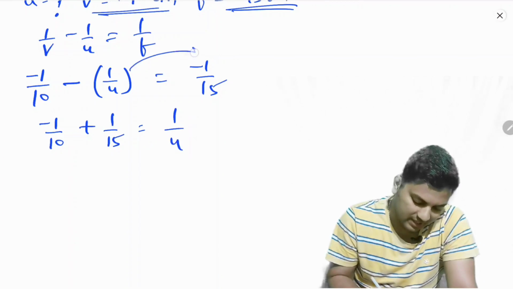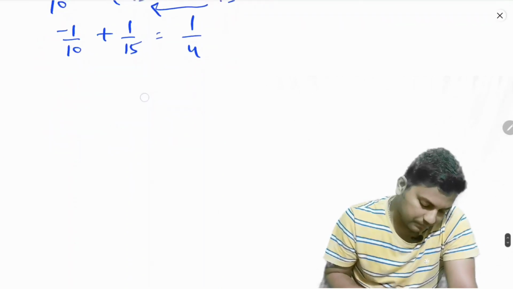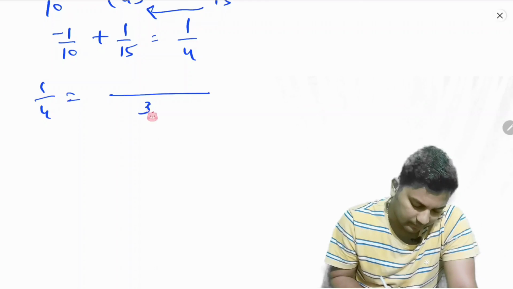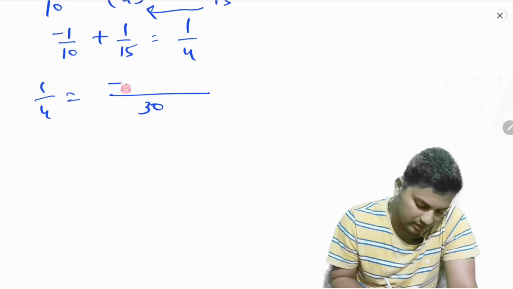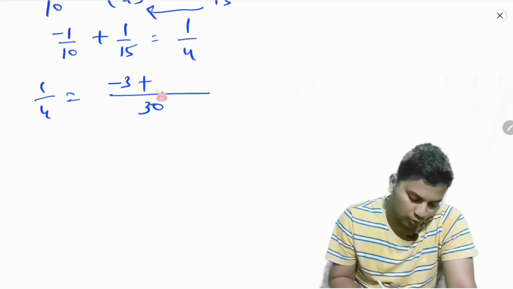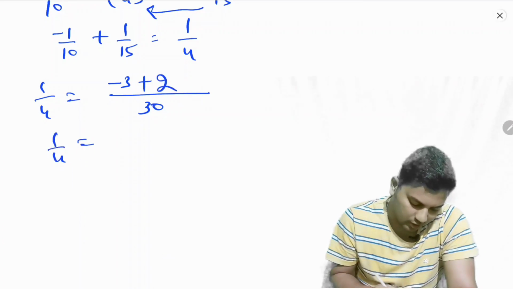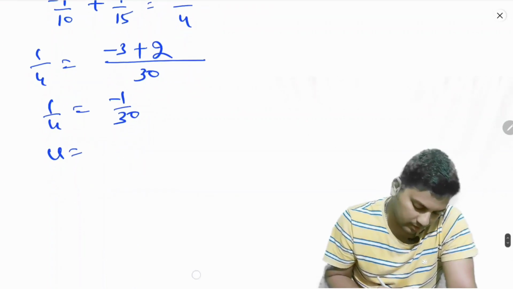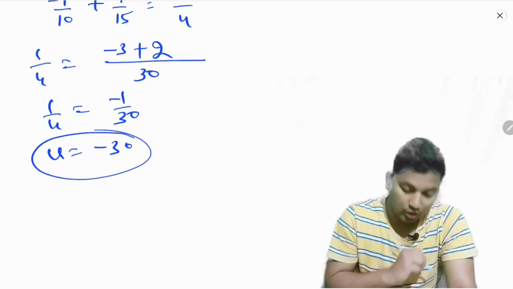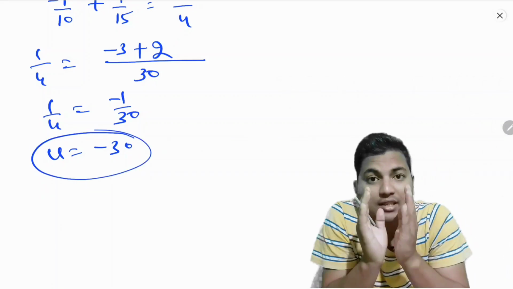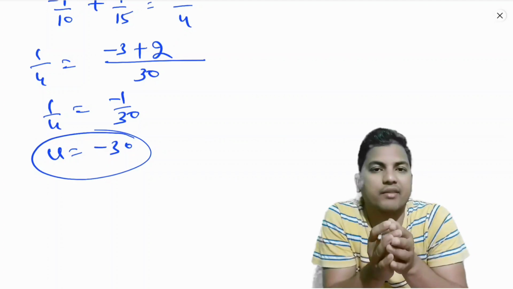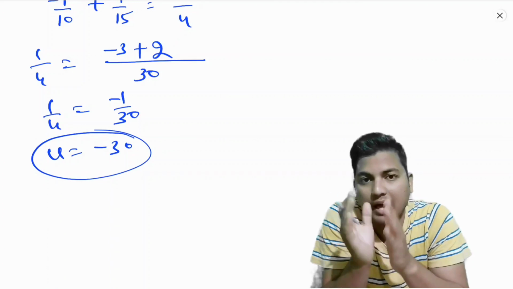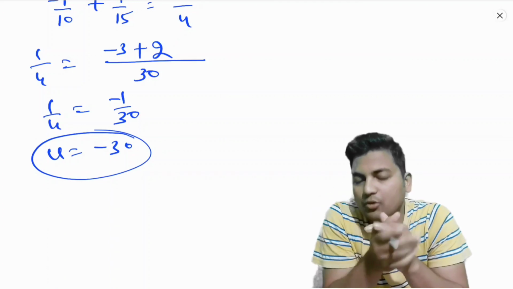Just take this one to the right side and this one to the left side. Clear? So now 1 by u is equal to, take the LCM of 15 and 10, that is 30. 30 divided by 10 is 3, minus 3, plus 30 divided by 15 is 2. Clear? So 1 by u is equal to minus 1 by 30, and u is equal to, just reciprocate, minus 30. So we get u equal to minus 30, and we also know that obviously our answer should always be negative, because u is always towards the left of the lens. Our convention means our answer should always come with a negative sign. That means we are correct here.